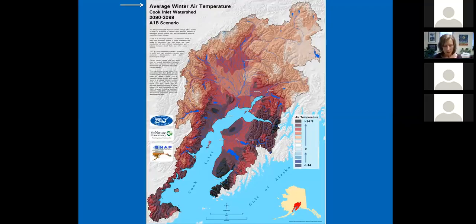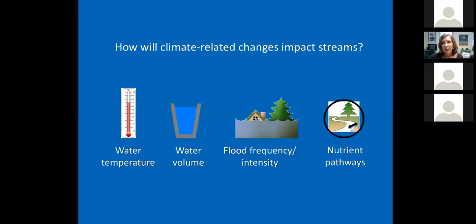But what I'm going to focus on now is talking about how those changes are going to impact our streams. So the next slide. There are sort of 4 major pathways that climate will be impacting our streams that do now influence our streams and therefore have the greatest potential to change in the future. So climate impacts our water temperatures, our water volume, the frequency of our floods and the intensity of those floods, and also some of those nutrient pathways that Laura was talking about, how the terrestrial and freshwater systems interact. These 4 categories will all see some change.